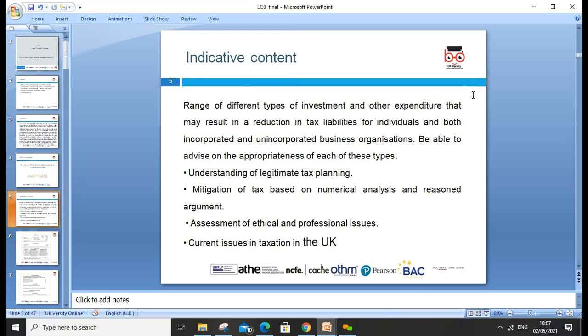Today's lesson has indicative content on what we are supposed to learn: the range of different types of investment or other expenditure that may result in a reduction in the tax liability for individuals or both incorporated businesses and corporations. Be able to advise on appropriate options, understand legitimate tax planning, mitigation of tax based on numerical analysis and reasoned argument, assessment of ethical and professional issues, and current issues in taxation. We have many issues at the moment.